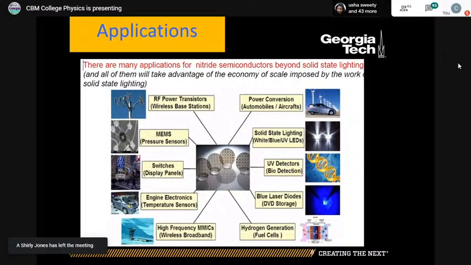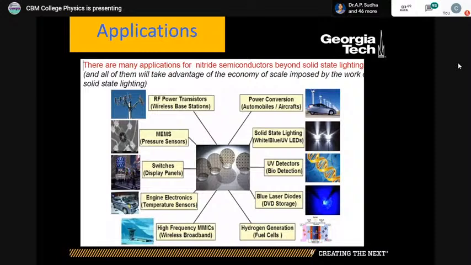So apart from solid state lighting, you can use it for UV detectors, blue laser diodes, and hydrogen fuel cells is also possible, which is still under intense study. In transistors, you can use gallium nitride for RF power transistors. That's the wireless base stations for 5G applications and beyond. Also, you can use it for power conversion in automobiles, for example in trains, where you need high power conversion circuits. For that, you can use gallium nitride, and also in your EV vehicles, you have to use a power conversion module for which gallium nitride is most suitable.